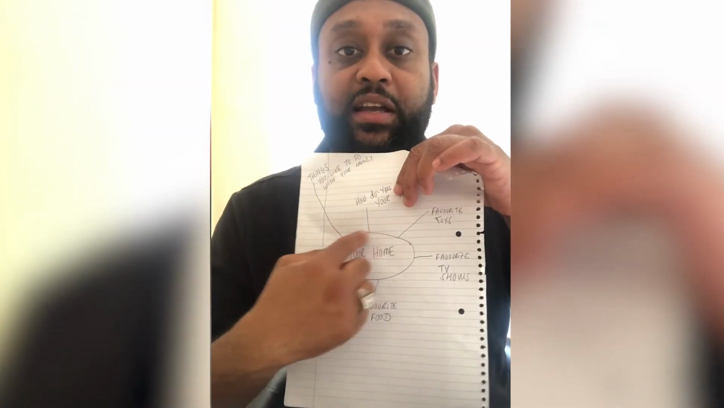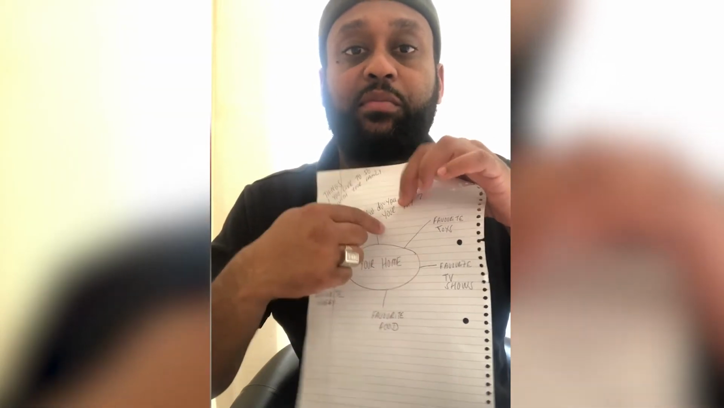So for me, I usually write home right here in the middle, and then I write some of my favorite things. So I have things I like to do with my family, how I start my day, my favorite toys, my favorite TV shows, my favorite food, and also my favorite hobbies. So go ahead and write down some of your favorite things that I've just mentioned.